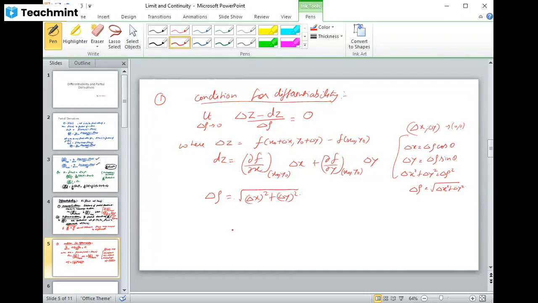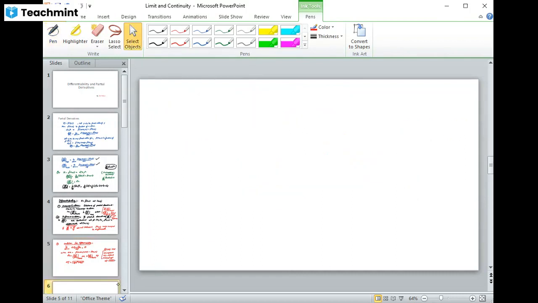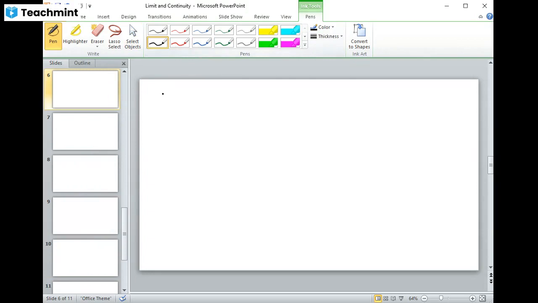Okay. Now, let us consider one problem on the basis of the differentiability of the function, and then we'll discuss some problems based on partial derivatives also. Suppose the question is: check the differentiability of the function f of x y equal to square root of x square plus y square at the point 0, 0.